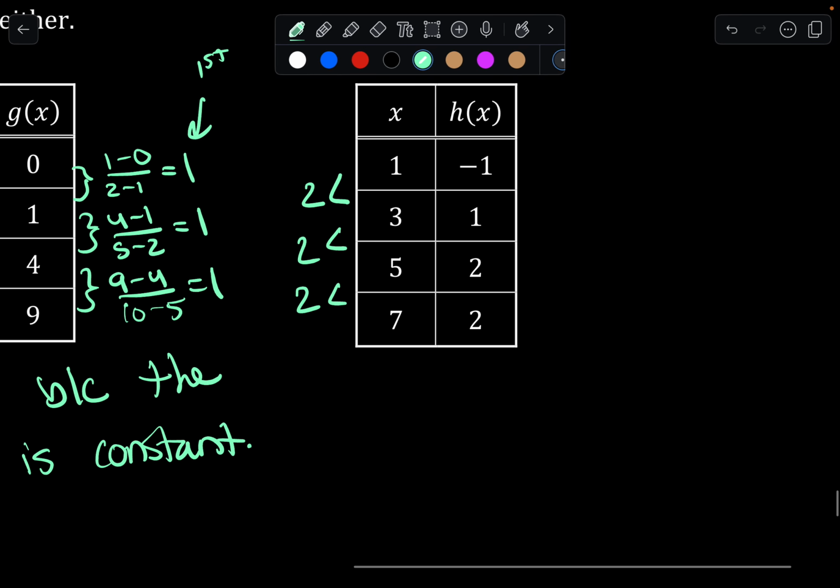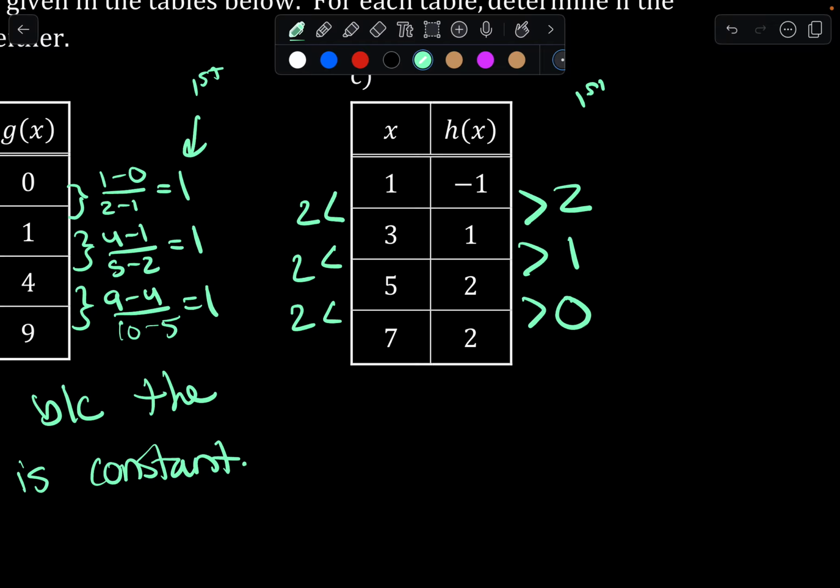It's 2, 2, 2. So let's play around and see if it works. From -1 to +1, I go up by 2. From 1 to 2, I go up by 1. From 2 to 2, I go up by 0. Okay, so this is my first difference. It's not common. Now to get from 2 to 1, I use -1. To get from 1 to 0, I go -1. This is our second, and it is common because they are both the same.